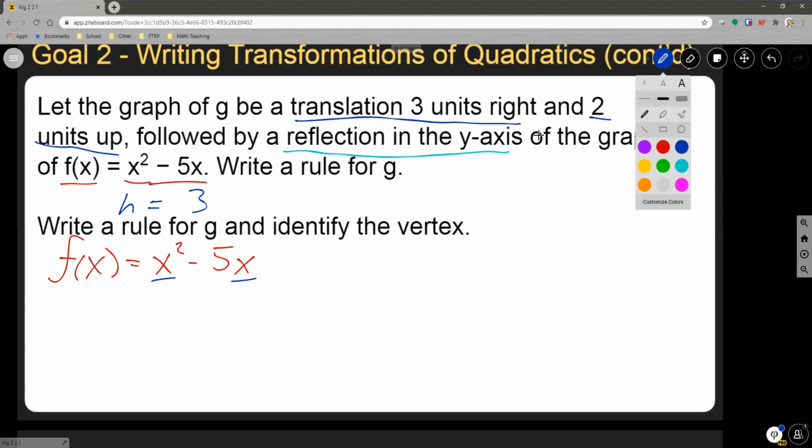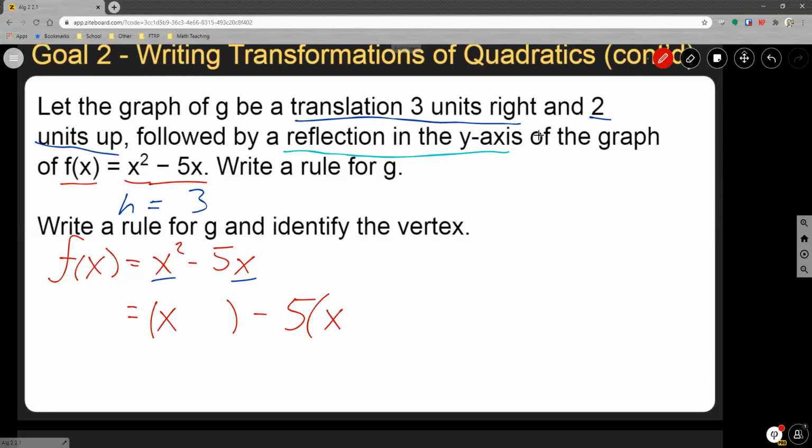So if I do that first step, my equation becomes x, and I'm going to be subtracting 3 for my h value from each of my x's, minus 5 times x, and I'm going to fill in the h value. So x minus 3, I forgot the squared, minus 5 times x minus 3. That's my horizontal translation. I've got that done. 3 units to the right is done.